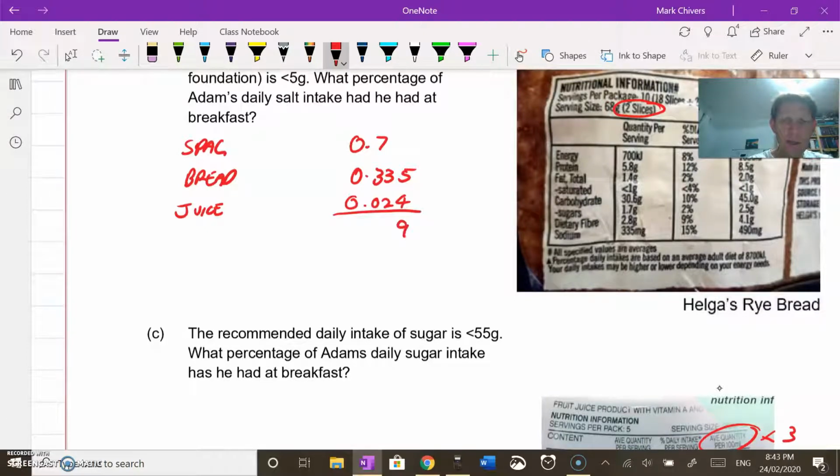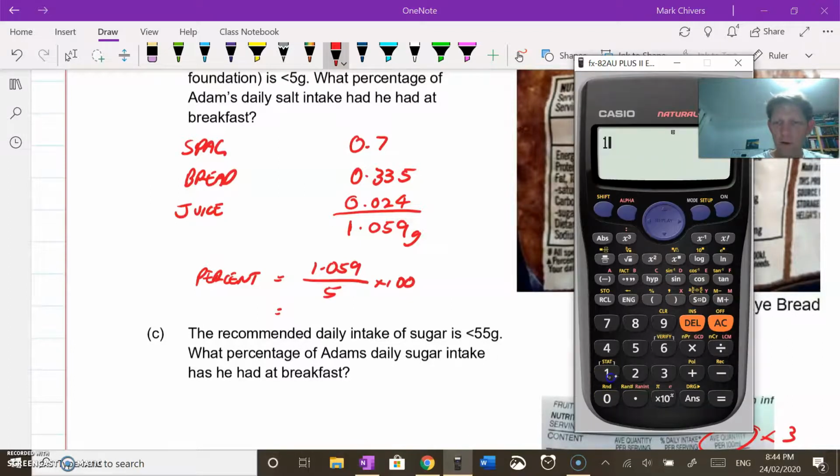So if we add all those up together, we're going to end up with 1.059 grams here. And if we then express as a percentage, the percentage is just going to be what we're comparing over the total amount we're allowed times by 100. So 1.059 divided by 5 times by 100 will give me a percentage. It should be around about 20%, 21.18%.